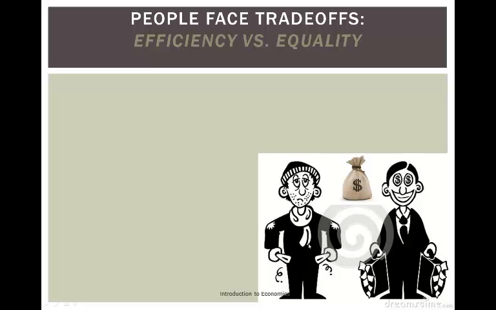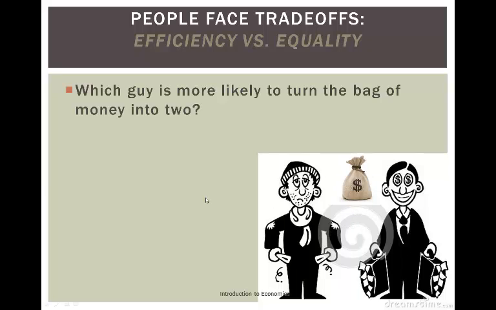Let's give them a bag of money. Which guy do you think has a better chance to turn this bag of money into 2 bags of money, right? So which one is more likely to turn the bag of money into 2? Most likely the rich guy, right? He knows what he's doing with his money. He got rich somehow, meaning that he probably has an idea how to create more from less.